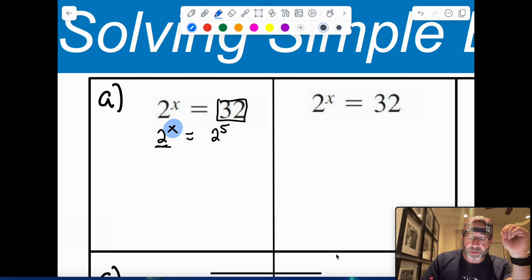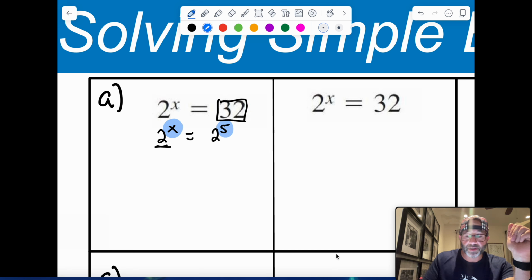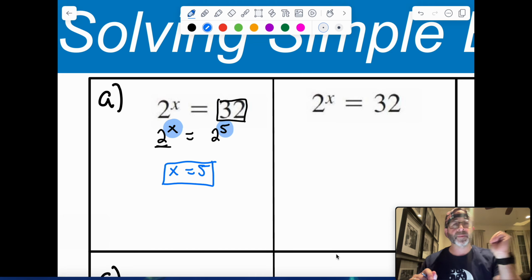Once we have that the bases are the same, we can look at the powers and say, all right, well, if the bases are identical, then the powers also have to be identical. So we could just say that x has to equal 5, and we're done. That's it. One step, one-to-one relationship for the win.